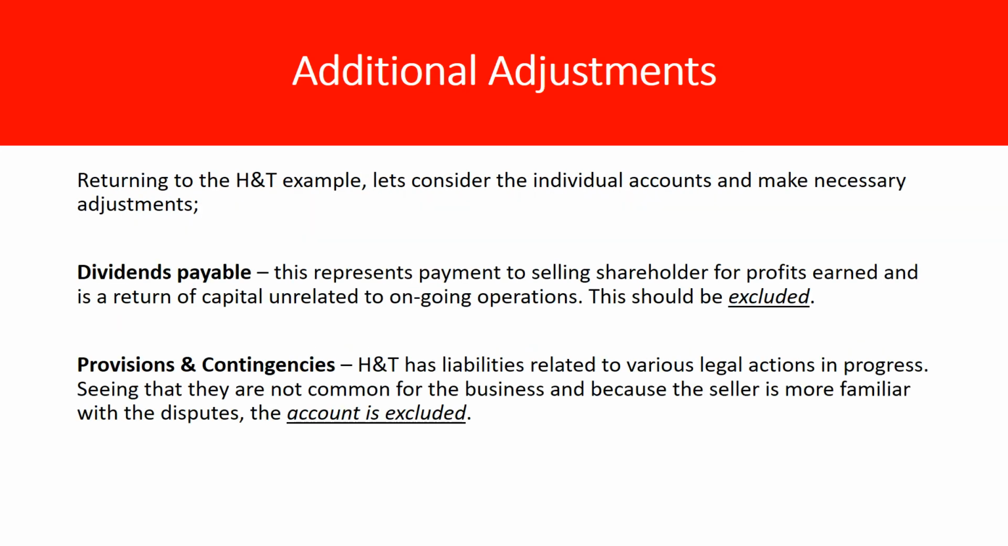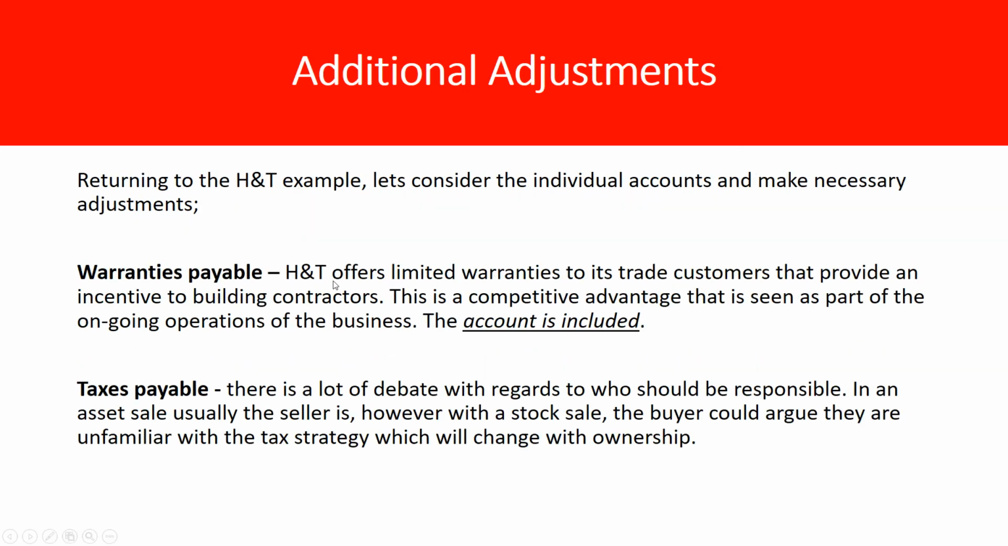Now, some other accounts would be warranties payable. H&T offers limited warranties to its trade customers that provide an incentive to building contractors. Now, this is a competitive advantage that is seen as part of the ongoing operations of the business. So this account will be included. Because it's part of the business, we're going to include this.